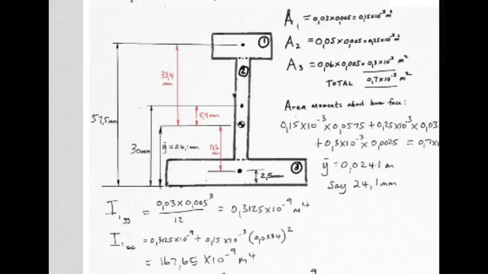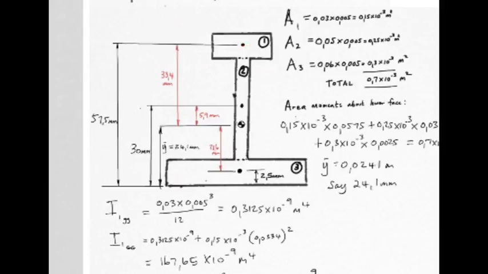Now to do that, take each piece on its own. Let's start with number 1. I of 1 about its own centroid axis would be this rectangle. What is its I about an axis passing through its own centroid? Its own centroid is depicted with a lowercase gg. Remember, b d cubed over 12 would be 0.3125 times 10 to the minus 9 meters to the fourth. That's fine. But now we don't want it about its own centroid.